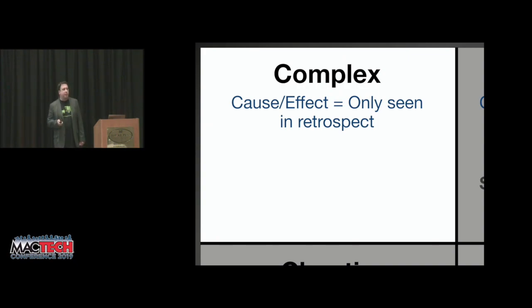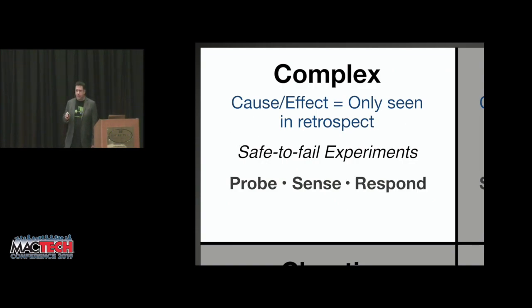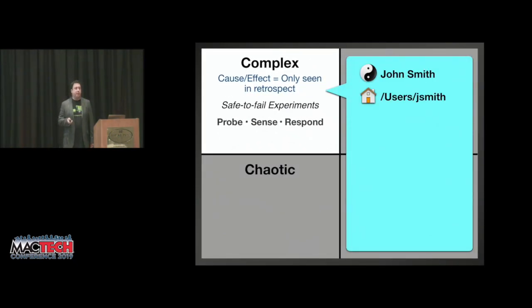And complex problems are solved as a result of safe-to-fail experiments. Working through a complex problem has the steps of probe the situation, sense the results, and then respond to the results. A classic example of this on the Mac side is a user named John Smith reports that their keyboard shortcuts have stopped working in Adobe Illustrator.